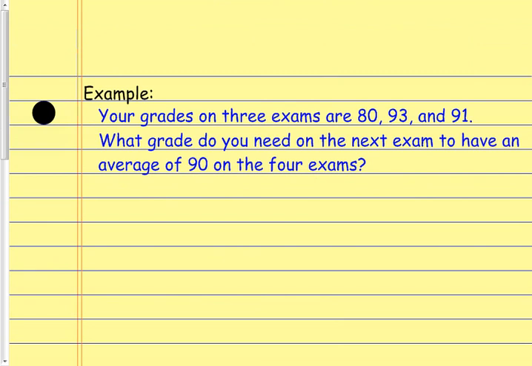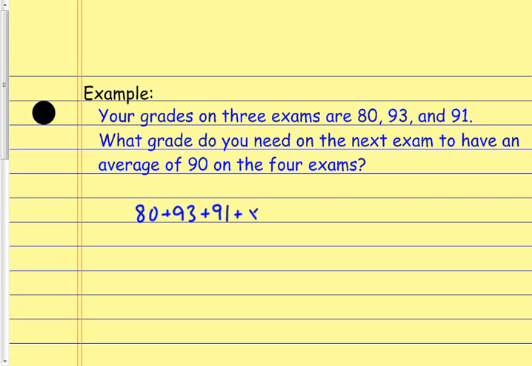If I was looking at something like this, this is probably the most useful thing to do in terms of our mean. But let's say the grades that we have on 3 exams are 80, 93, and 91, and we want to know what grade we need on the next exam to have an average of 90% on the 4 exams. Okay? So think about the way we construct the mean. When we do the mean, we add all the data values together, which is 80 plus 93 plus 91. But I'm going to have one more exam, plus I don't know what I'm going to get on that exam yet, so I'm going to call it X.